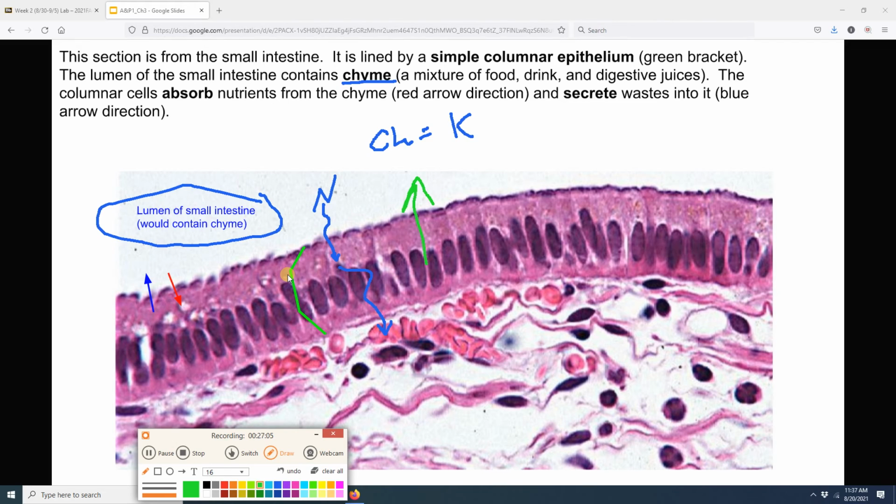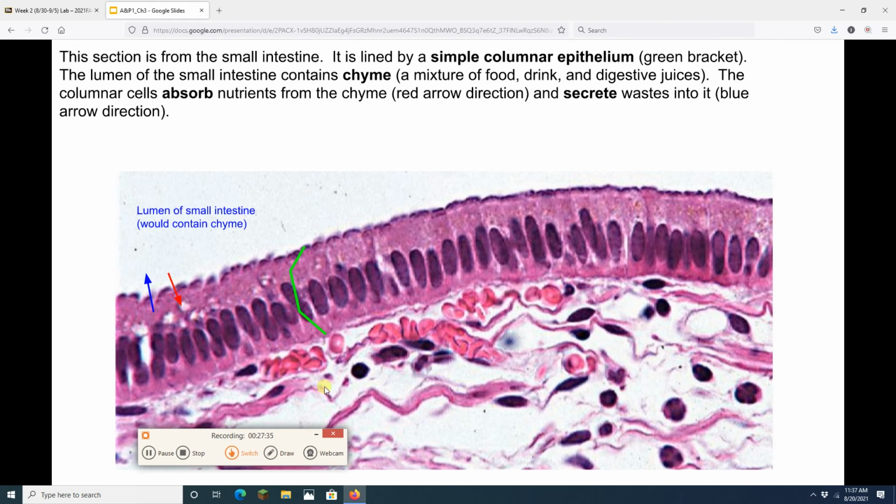Hey, do you remember how we prevent things from sneaking between the cells, like from going in between the two cells? Do you remember what kind of structures anchored the cells together? I'll give you the initials, T and J. Tight junctions. If you said tight junctions, you are correct. Excellent. All right, guys, let's keep going.